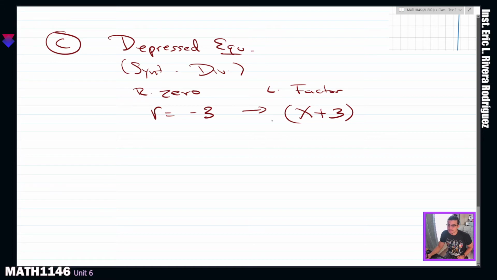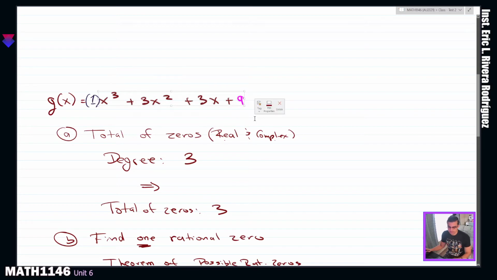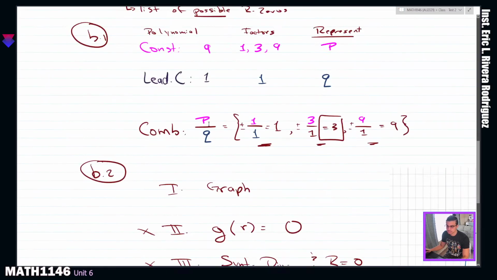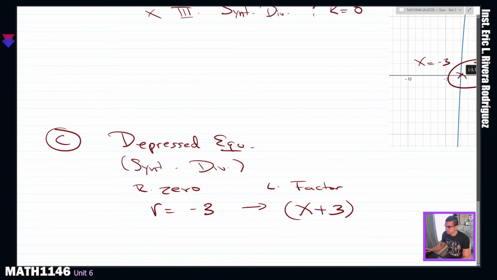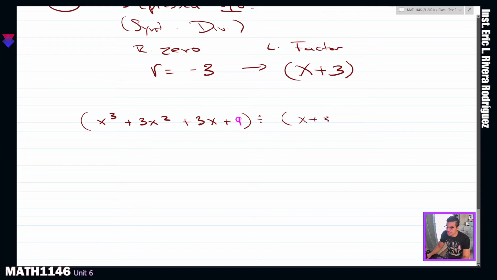Now, what is the depressed equation and why do we need to do synthetic division? What we are going to do at this step is divide the polynomial by its linear factor. We are saying that x plus 3 is a linear factor of the polynomial, so we are going to divide that polynomial.